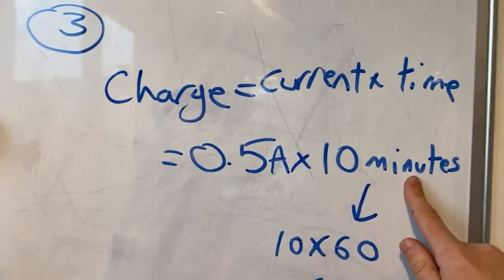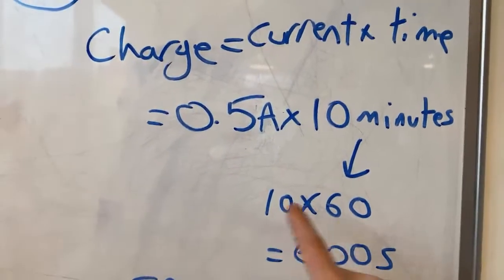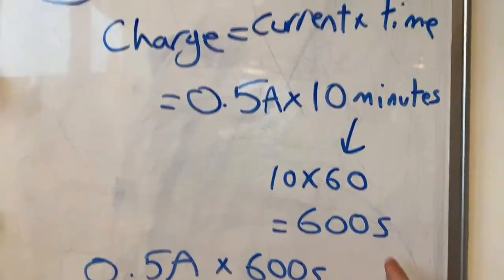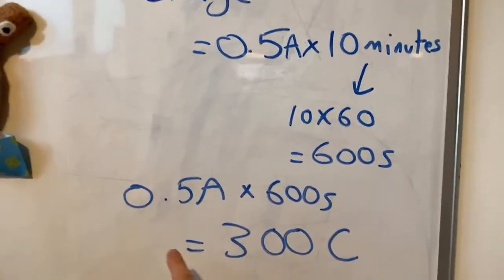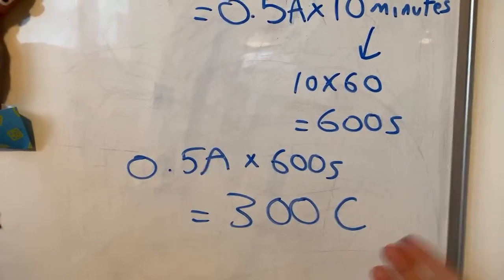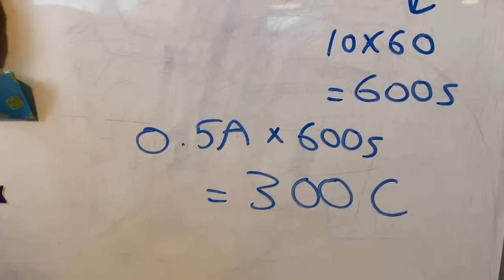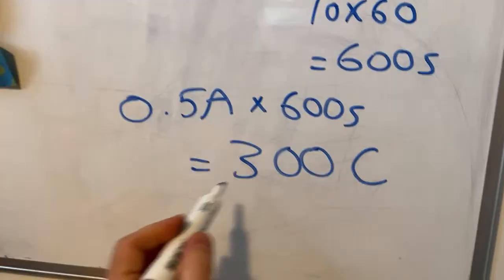So we've got to convert the minutes into seconds. There's 60 seconds in 1 minute, so I just need 60 lots of 10 to make 600 seconds. And then you just do 0.5 amps times 600 seconds, which is 300 coulombs. Lovely.